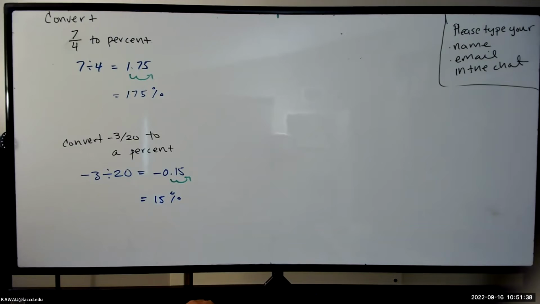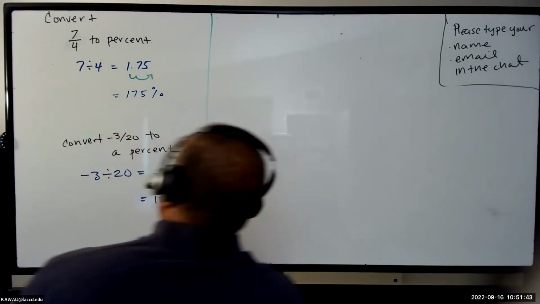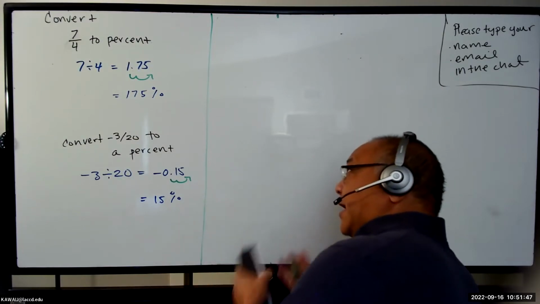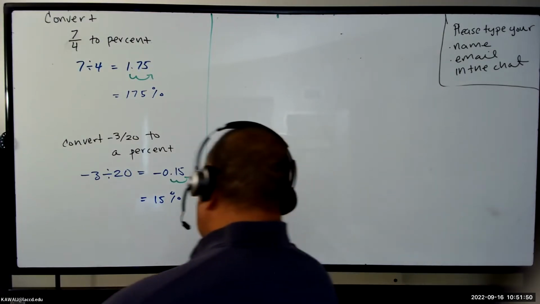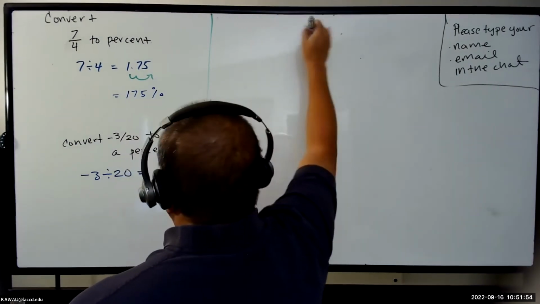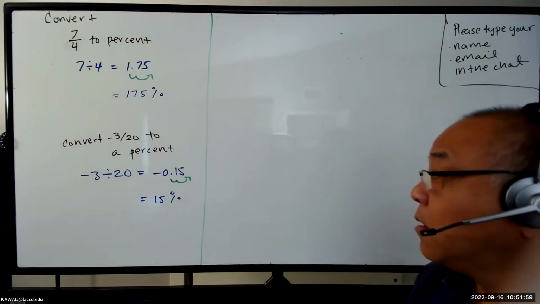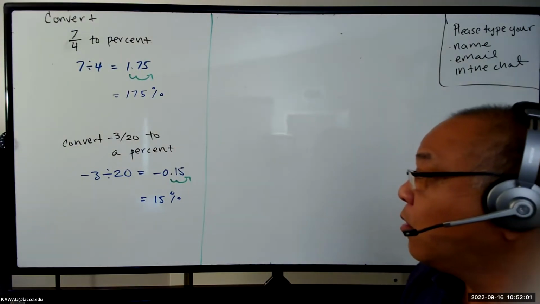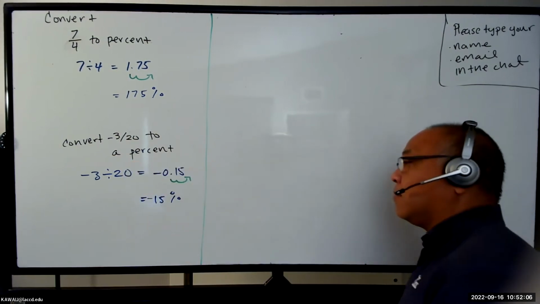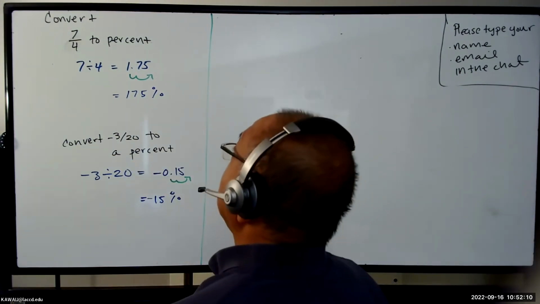Okay. Now let's go the opposite way. Let's go percent to fraction. So first go percent to decimal to fraction. So this one right here. Professor, sorry, is that 15% or negative 15%? Oh, negative, thank you. Thanks for catching that.